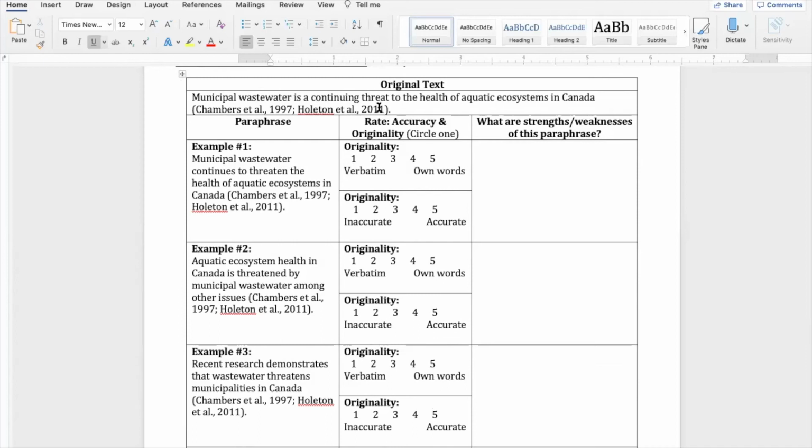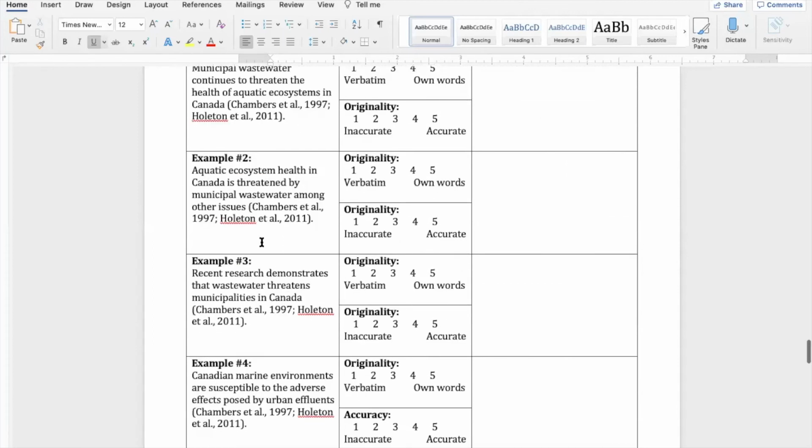It's municipal wastewater is a continuing threat to the health of aquatic ecosystems in Canada. The first paraphrase is municipal wastewater continues to threaten the health of aquatic ecosystems in Canada. So it's very close to the original text, which means that it's accurate, but it's not original at all. And in fact, could be cited as a type of plagiarism because you're basically only changing a few words in it. So you would probably just end up quoting the original anyway.